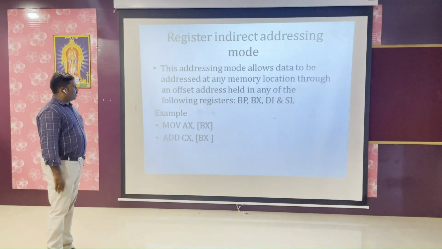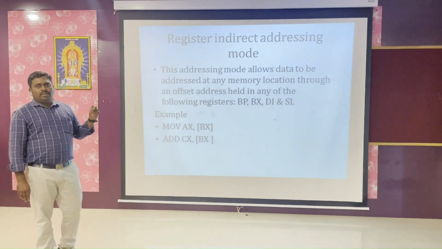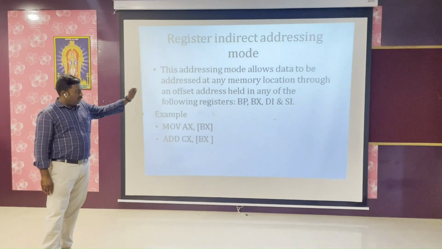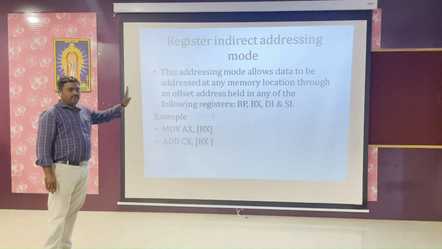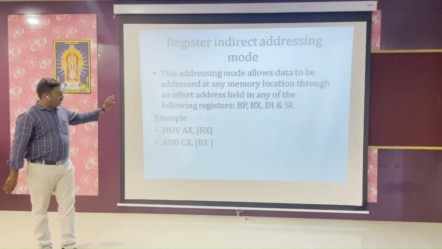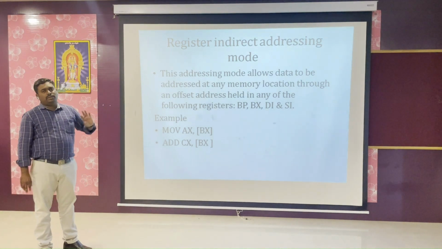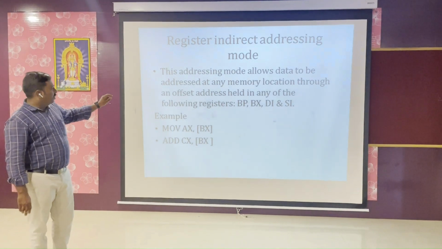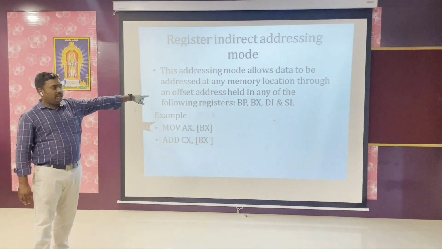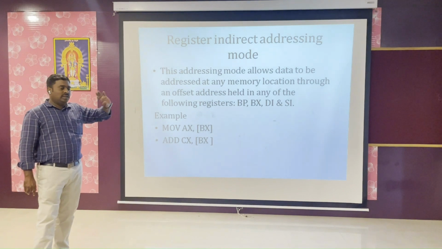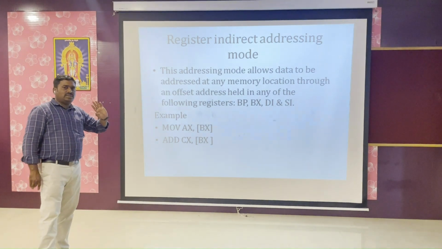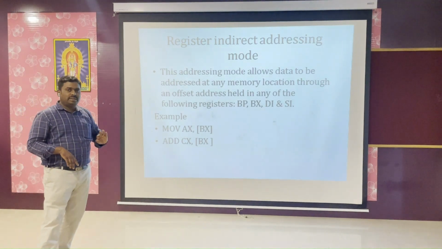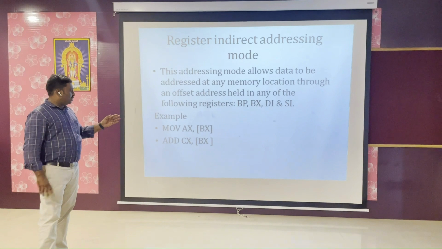Next, register indirect addressing mode. This addressing mode allows data to be addressed at any memory location through an offset address held in any of the following registers. I will repeat. This addressing mode allows the data to be addressed at any memory location through the offset address, which is held in registers like the base pointer, base register, destination index, and source index. Let us take an example.